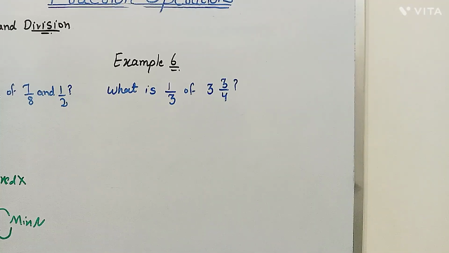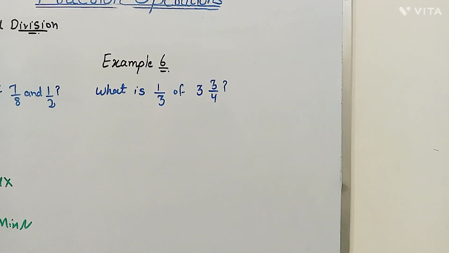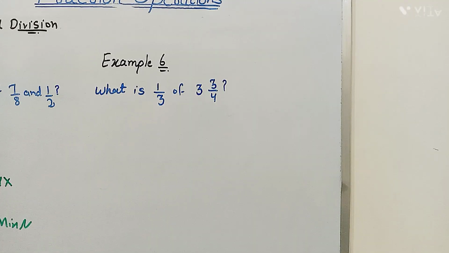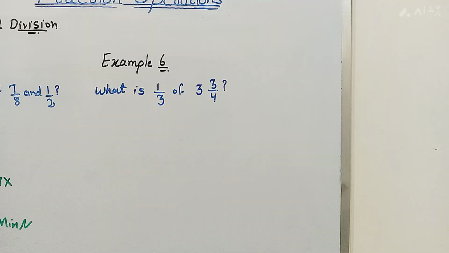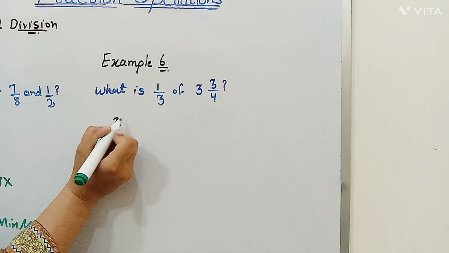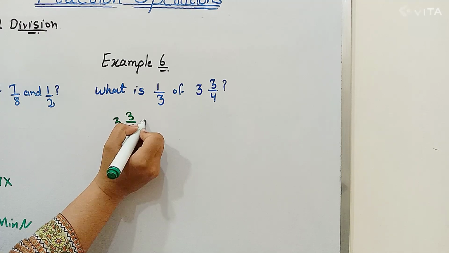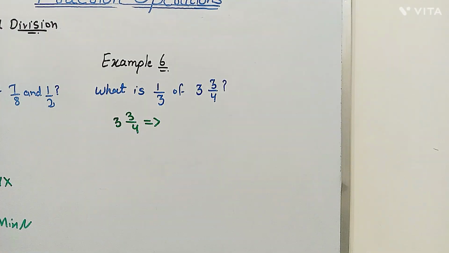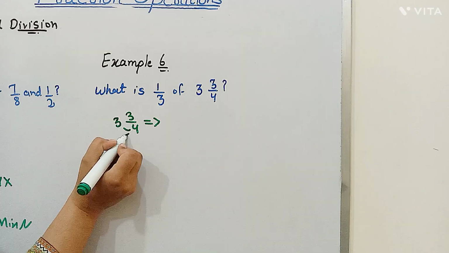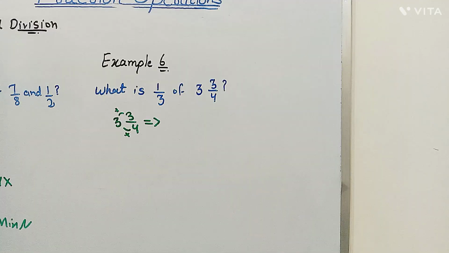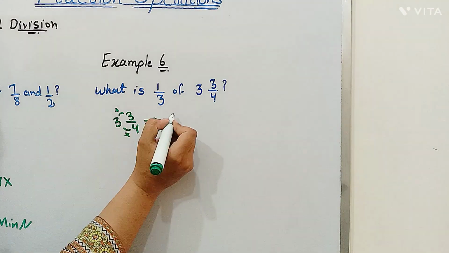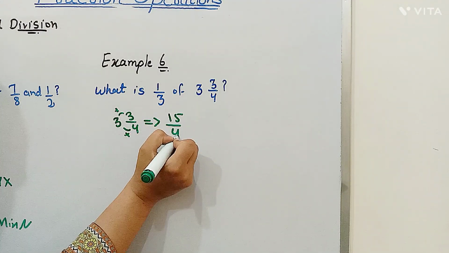Now example number 6. What is 1 by 3 of 3 3 by 4? Now, firstly, there is a fraction, but there is also a mixed fraction. So, firstly, we will change 3 3 by 4 into a fraction. As I told you earlier, multiply and then add. 4 threes are 12 and then add 3, that is 15. 15 by 4.